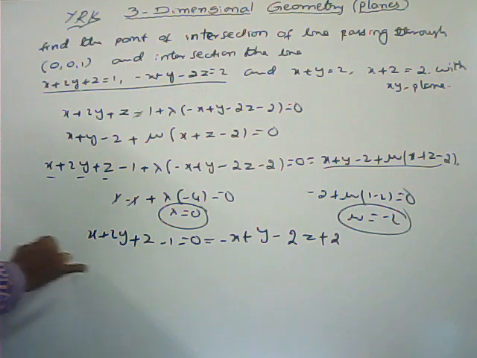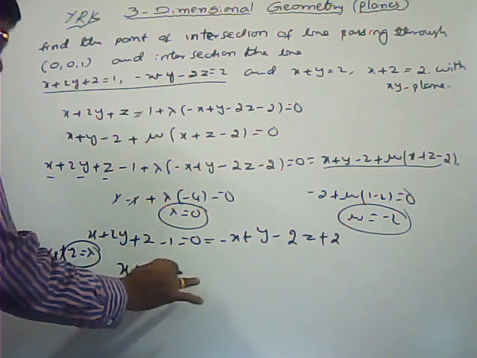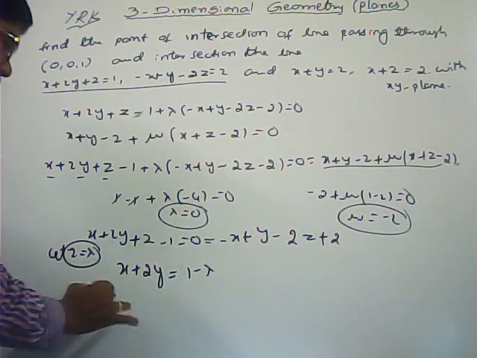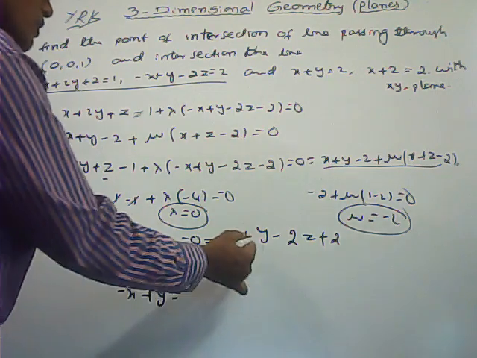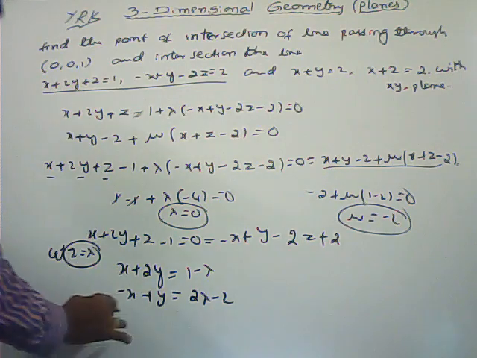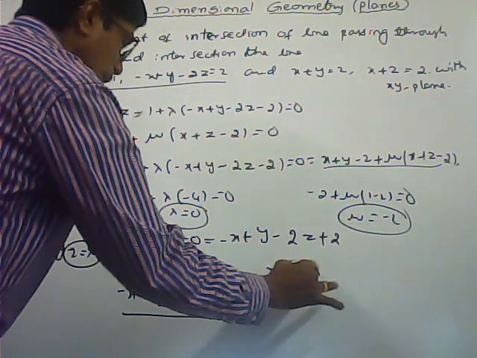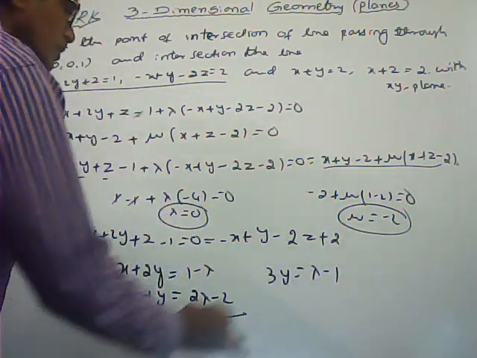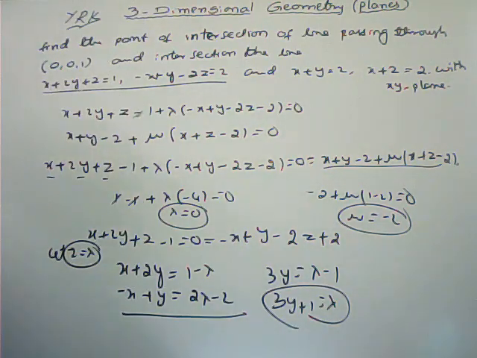Previously also I told you, let z be equal to lambda. So here x plus 2y is equal to 1 minus lambda. Here minus x plus y is equal to 2 lambda minus 2. By adding these two, we are getting 3y equal to lambda minus 1. So 3y plus 1 is equal to lambda. We got the y value in terms of lambda.